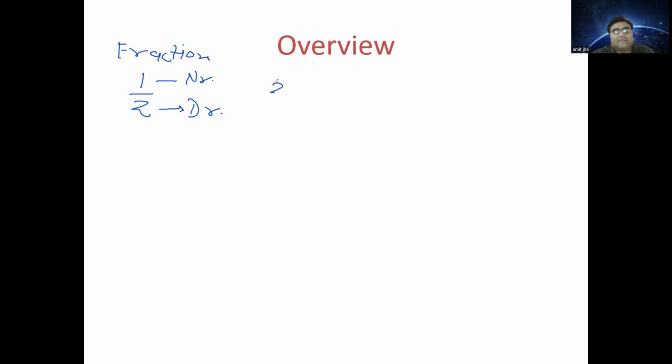And if I write, let's say, 2, it is also a fraction because I can convert it like this. If nothing is in the denominator, it means there is 1. And if you convert this 1 over 2 into a ratio, it will look like this, 1 is to 2. This is what we call a ratio.